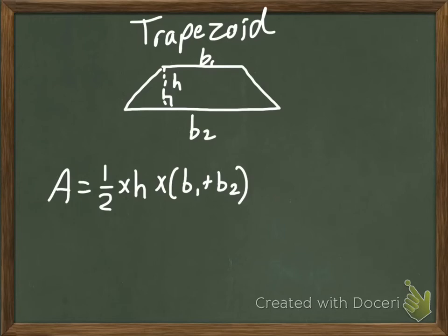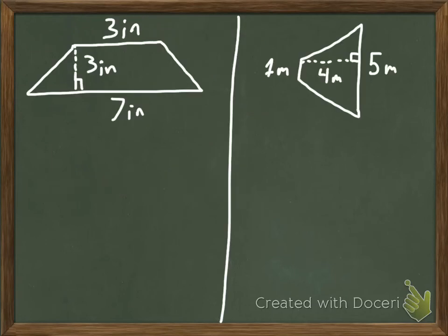And then the bases are called base 1, base 2, and it doesn't matter what order you label them in. You can make the smaller one base 1, or you can make the bigger one base 1. It doesn't matter. But what you do is you take the 1/2 times your height times your two bases added together. And that gives you the area of a trapezoid. So go ahead and try these two examples with your group.